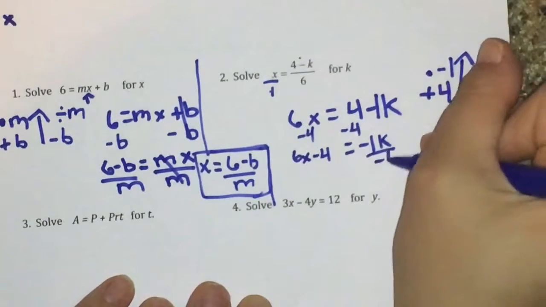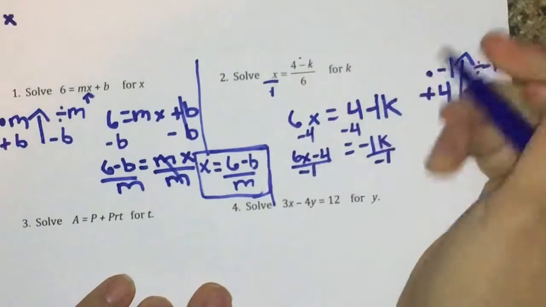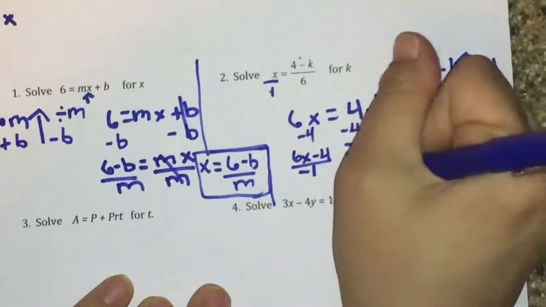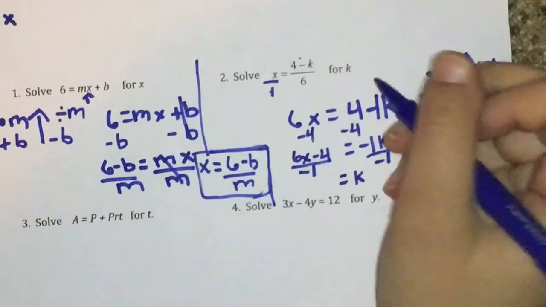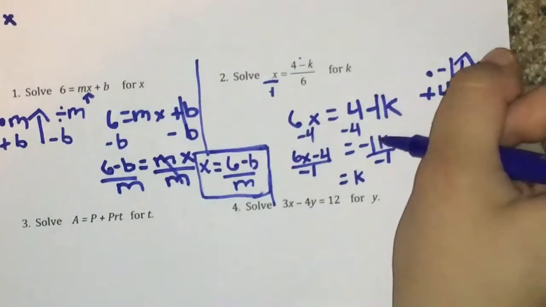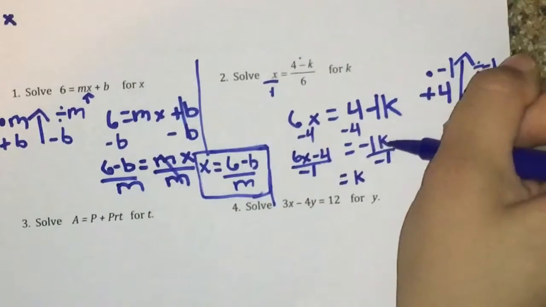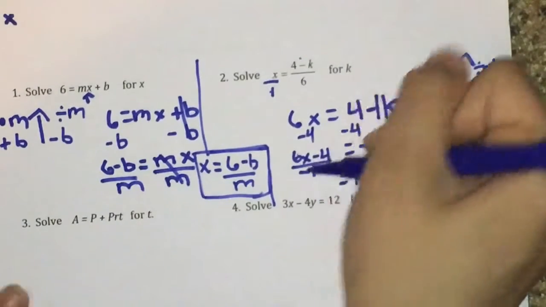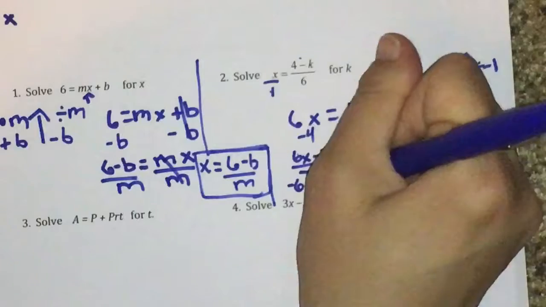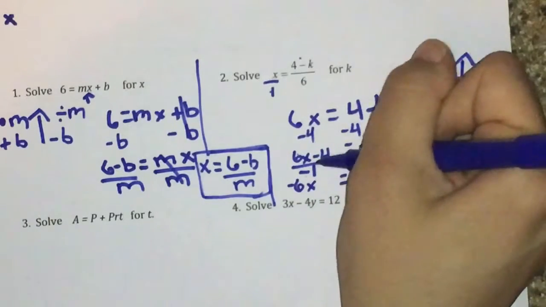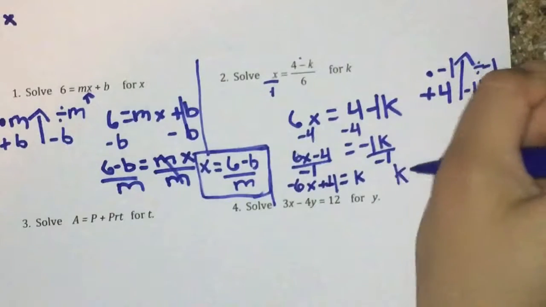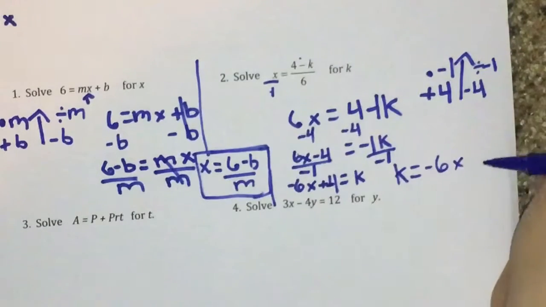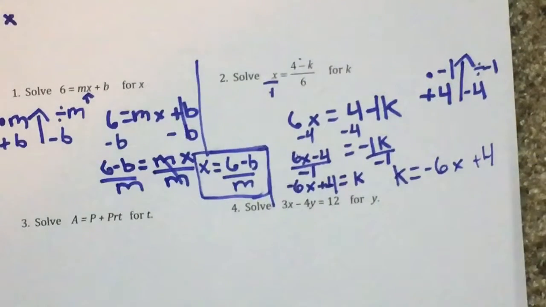Then we divide everything by -1. When we divide by a negative, all we end up doing is changing the signs of everything. So the negative 1k becomes a positive k. The 6x becomes a negative 6x. And the negative 4 becomes a positive 4. So k equals negative 6x plus 4 in this case.